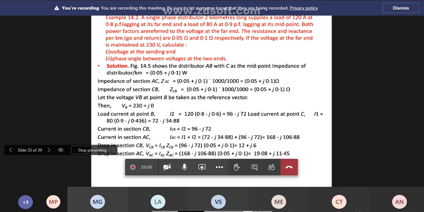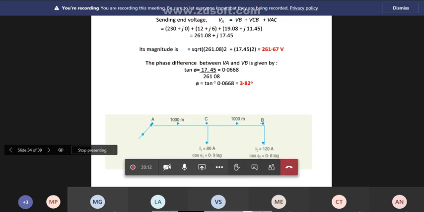Now as usual, load current at point B, that is nothing but I2. Look at the figure, AB is total 2 kilometers. Middle point C is in the middle, so this is 1 kilometer, that is 1000 meters, and this is 1 kilometer, 1000 meters. The voltage at B is 230 volts, I1 is 120, I2 is 120 amperes, cos phi 2 is 0.8 lag.